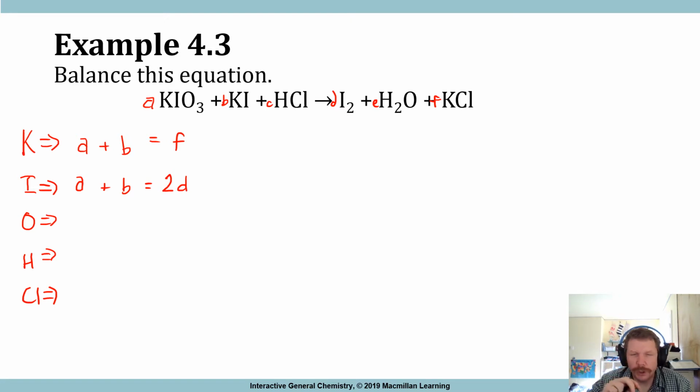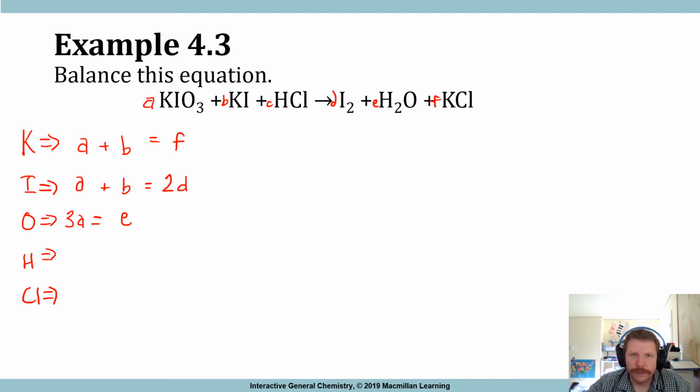So now I've got two equations. A plus B equals F gives me the coefficients to balance all my potassiums. A plus B equals 2D would balance my iodines. Now I need to move on to oxygen. I'm going to write 3A, because oxygen is found on the reactant side in molecule A, and there are three of them. I'm going to set that 3A equal to E, because oxygen is only found in molecule E.